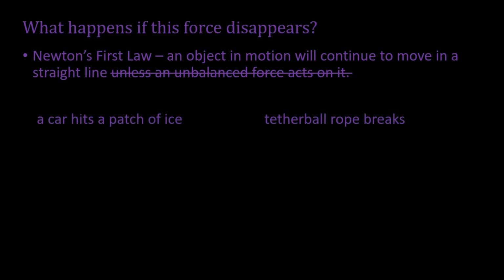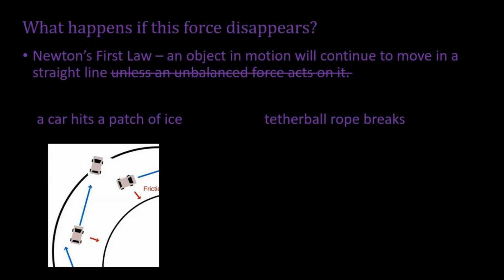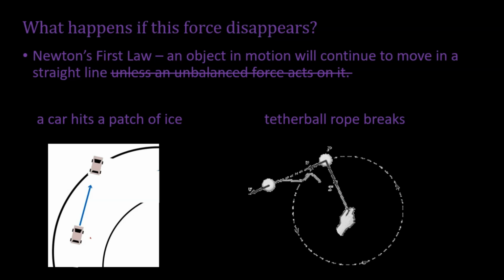So let's take a look at our two examples from the previous slide. And this time, let's say the car hits a patch of ice and the tether ball rope breaks. In each case, that will remove the unbalanced force. So here we see in this example, the car is moving around the corner and all of a sudden the friction force disappears because it's on the ice, and the car will move in a straight line. With the tether ball, again, we have the rope, and if the rope breaks, the ball will go immediately in a straight line.